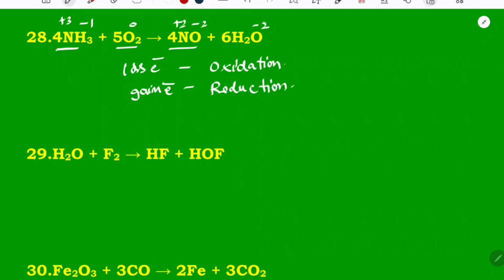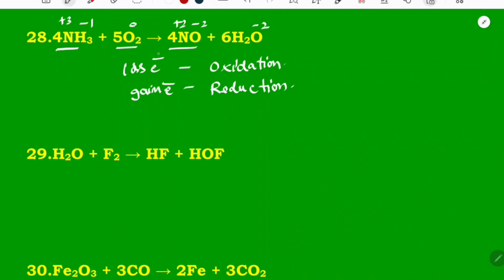Reduction. Is it correct? Just think. Is it correct or not? Generally, I said this is wrong. +3 to +2, how is it possible? Okay, here +3, here +2.